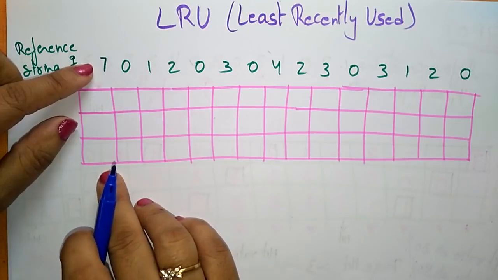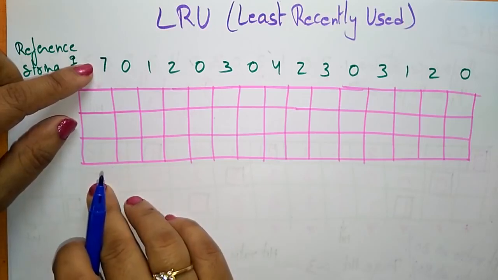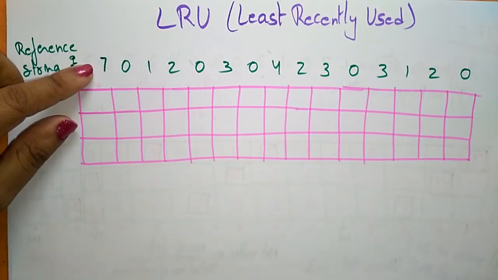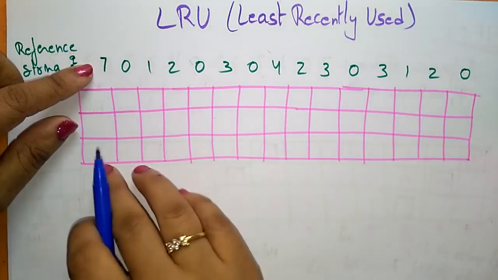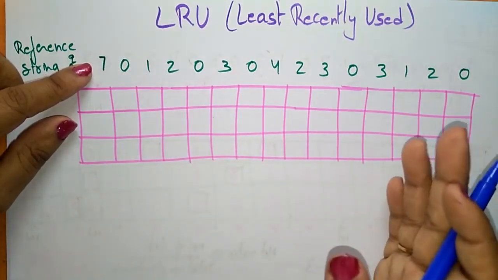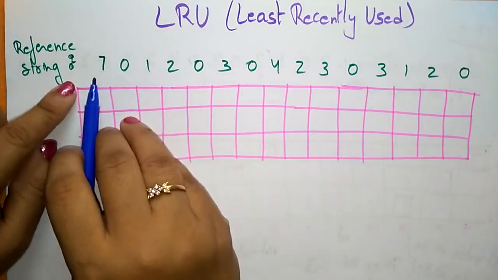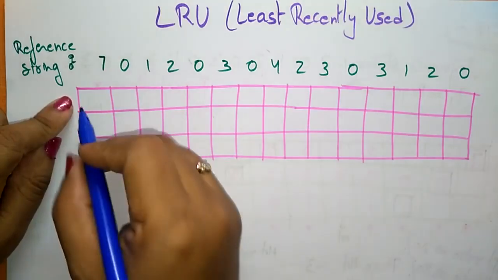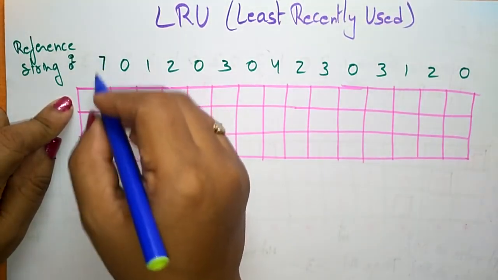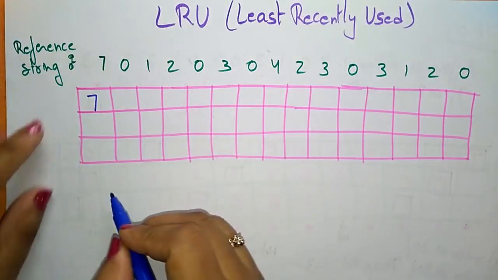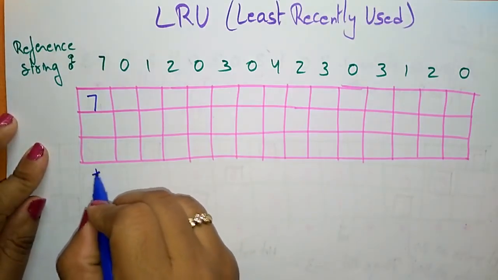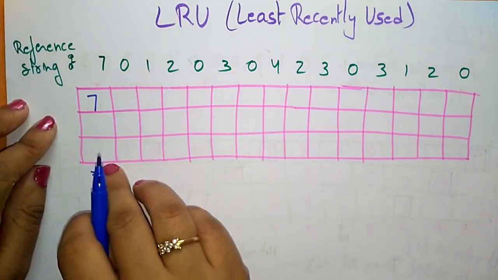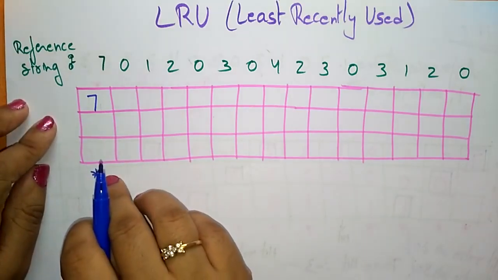Whenever a page fault occurs, the CPU transfers the control to the operating system, and the operating system fetches the page from the disk and places it in the main memory. That is the concept. First, the page referenced by the user is 7. 7 is not in the main memory, so we have to bring it from the disk and place it in the main memory. So a page fault occurs. This is a page fault, because the requested page is not present in the main memory.